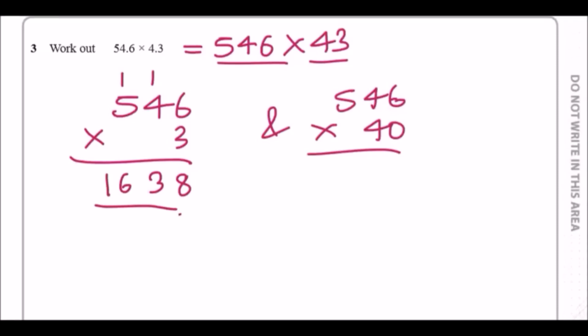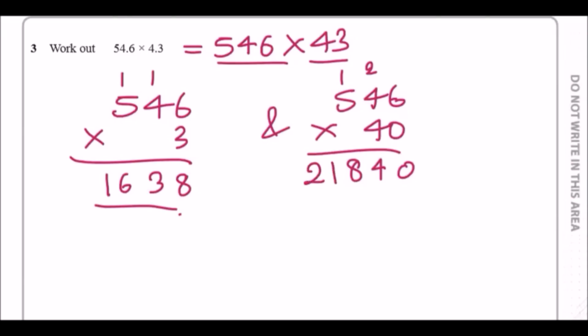So that's one answer. Now, when you're multiplying by 40, you can just stick a 0 in because it's like times by 10 too. So let's do it. 4 times 6 is 24, so 4, carry the 2. 4 times 4 is 16, plus 2 is 18, carry the 1. And then 5 times 4 is 20, plus 1, 21.